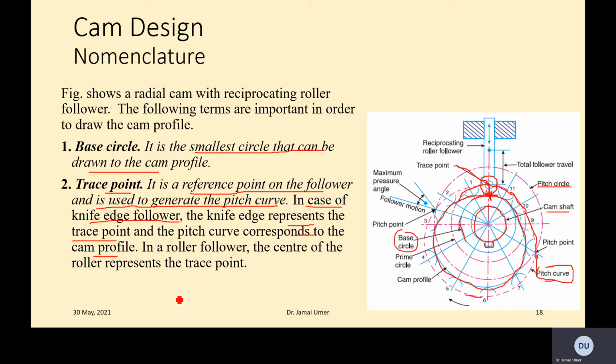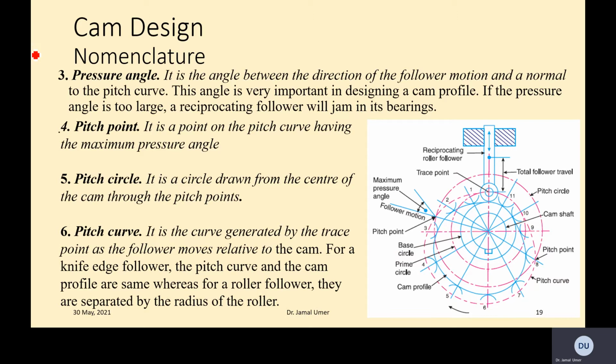In a roller follower, the center of the roller represents the trace point, as shown here. So the center of the roller is the point which draws the pitch curve. Then we have the pressure angle, one of the important parameters. What is this angle? It is the angle between the direction of the follower motion and the normal, which is shown over here. This is the point where we want to draw the pressure angle.